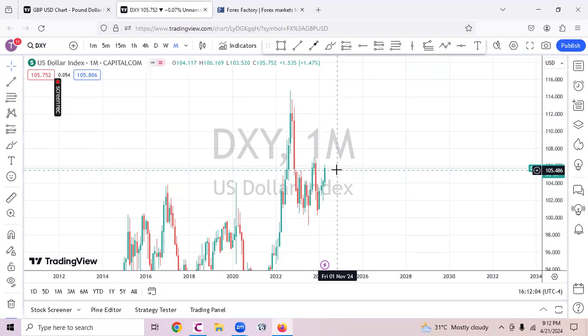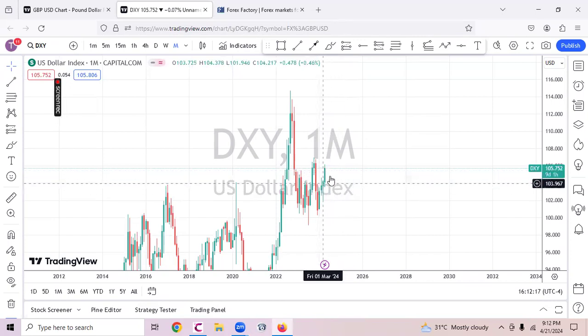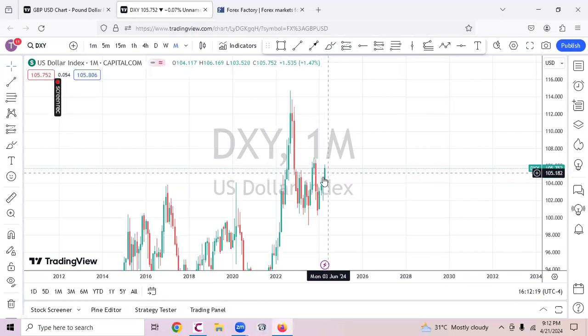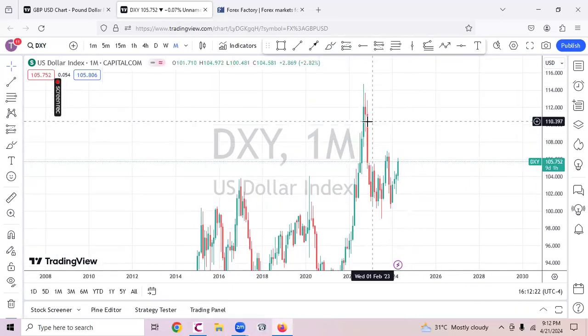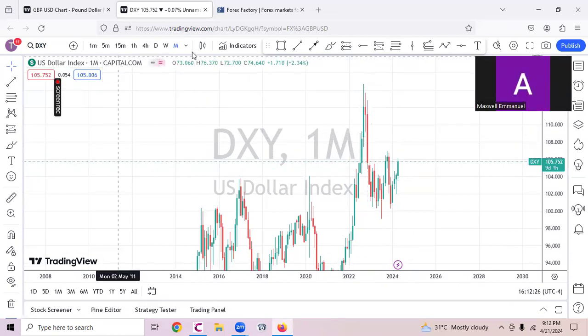GBPUSD has been bearish. NZDUSD has been bearish. EURUSD has been bearish. AUDUSD also has been bearish. That is because dollar index is bullish. Now on dollar index, you can see we have a fair value gap here on the monthly time frame.